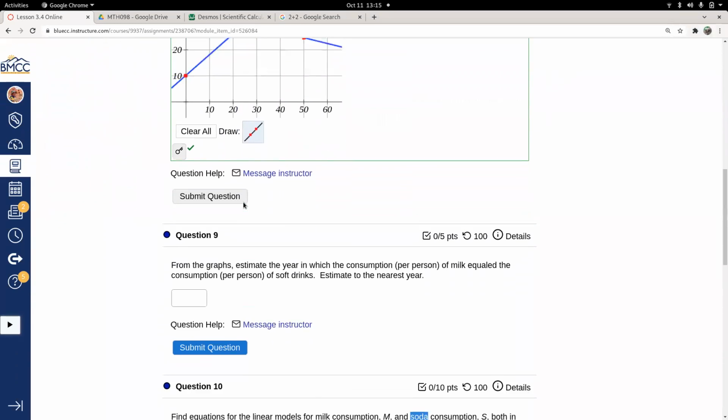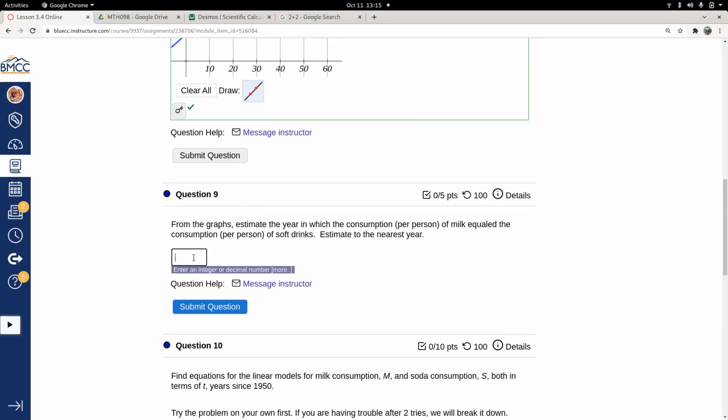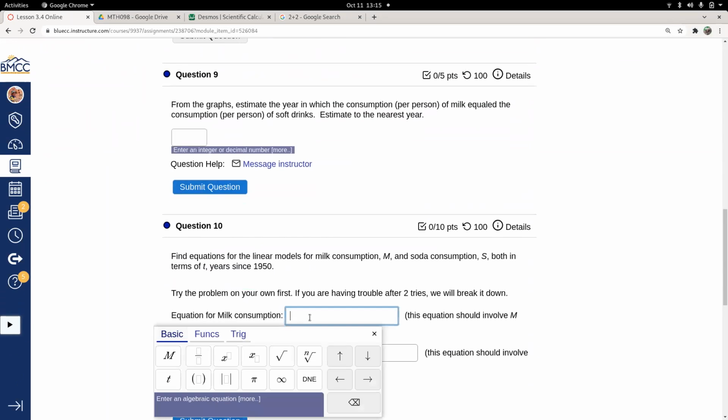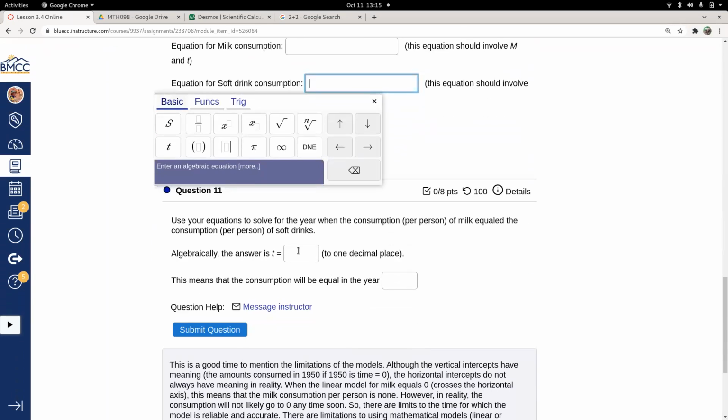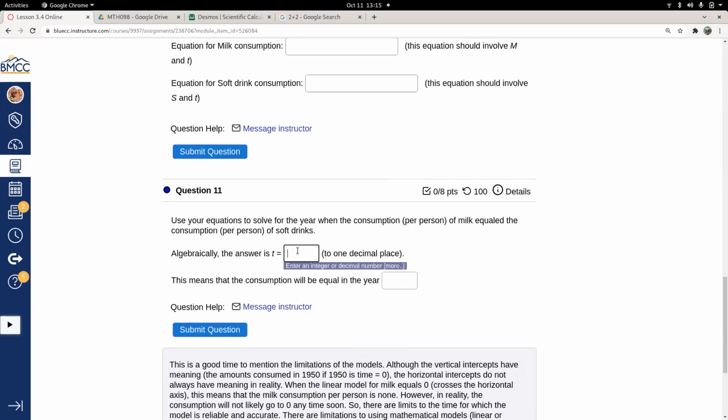Got a graph. We made an estimate. Hopefully you wrote yours in. We came up with equations here and here. And then we did a little algebra for T, and then for the actual year. All right, nice work. So I'm gonna pause here, let you guys catch up if you need to before we move on.